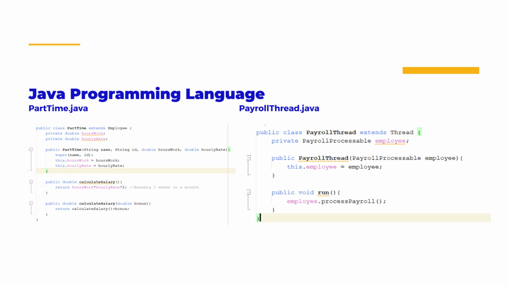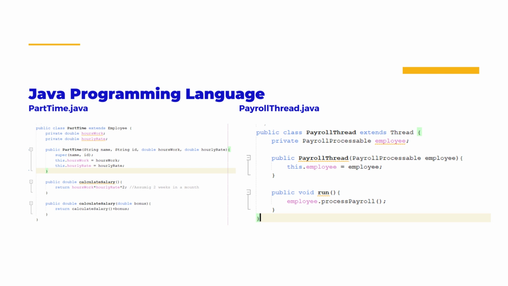This method calculates the salary for a part-time employee with an additional bonus. It calls the original calculateSalary method and adds the bonus to it, by extending the Employee class and providing its own implementation of the calculateSalary method. The PartTime class specializes the behavior of an employee for part-time employees. It allows for calculating the salary based on hours worked and hourly rate, as well as accounting for an additional bonus.